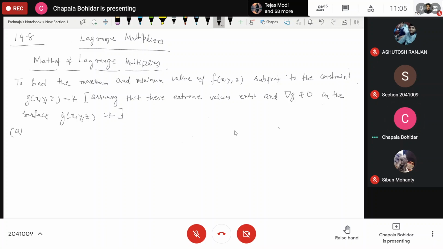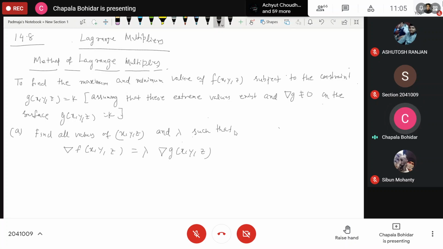Step A. Find all values of x, y, z and lambda such that grad of f(x, y, z) is equal to lambda times grad of g(x, y, z). What is lambda? Lambda is called the Lagrange multiplier.